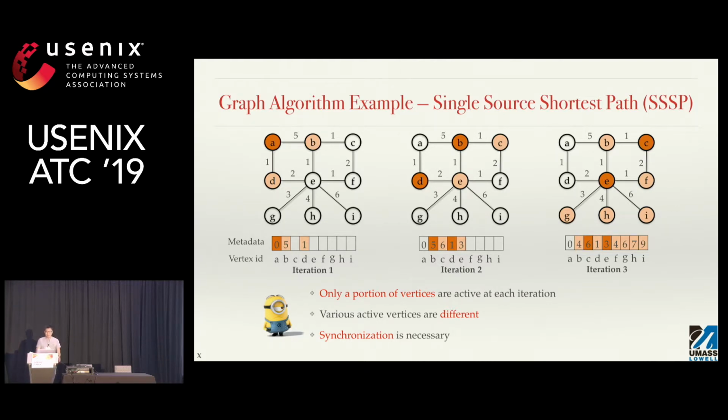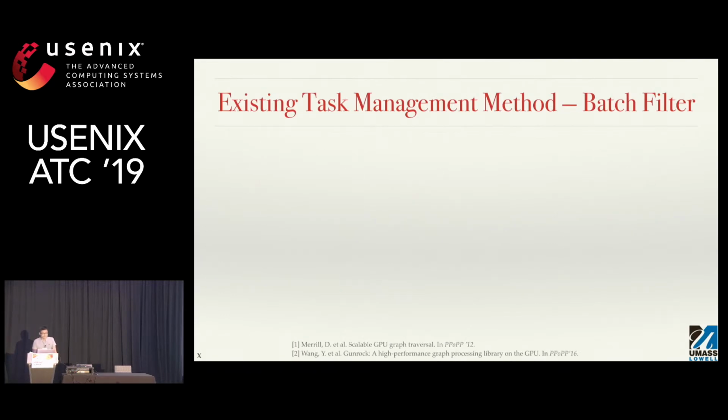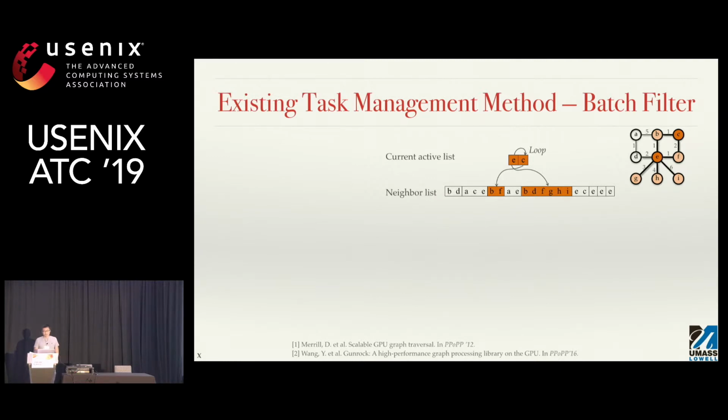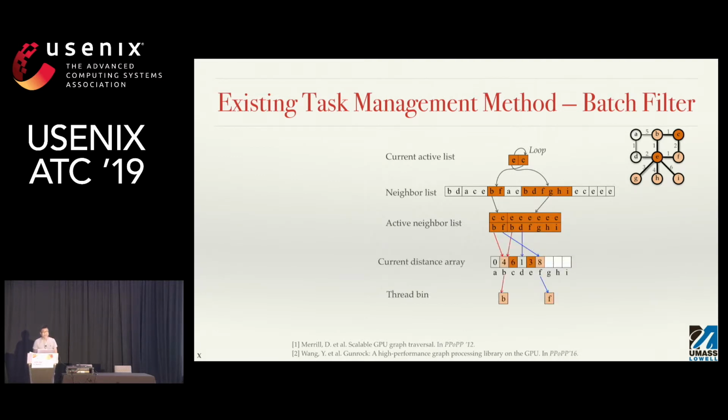Because we have limited time, I can only focus on the first one. Assuming vertices E and C are active, let's see how we work on them. Assuming we have multiple threads, we definitely process E and C in parallel. We work on B and F, which are neighbors of C, and B, D, F, G, H, I, which are neighbors of E. Then we put the neighbors together, work on the distance array, and generate an active list. This is how related work handles it.